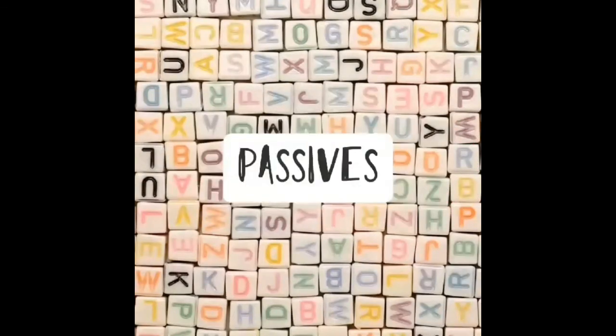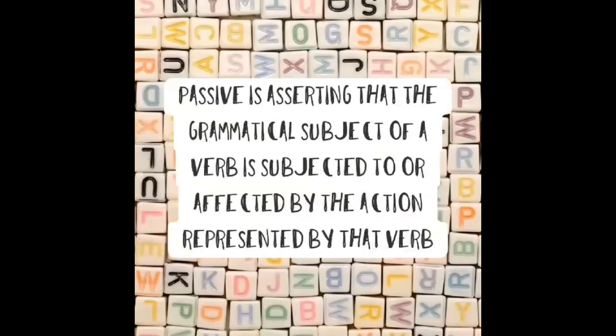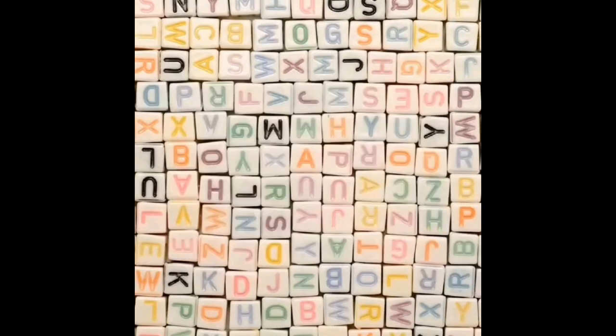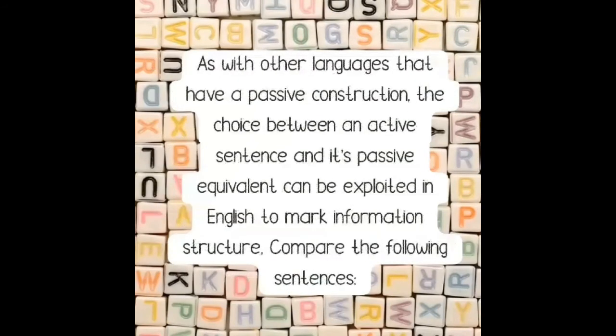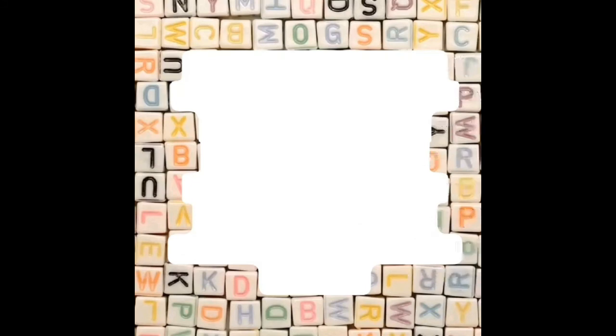Now let's move on to the passives. Passives assert that the grammatical subject of a verb is subjected to or affected by the action represented by the verb. As with other languages that have a passive construction, the choice between an active sentence and its passive equivalent can be exploited in English to mark information structure. Compare the following sentences.